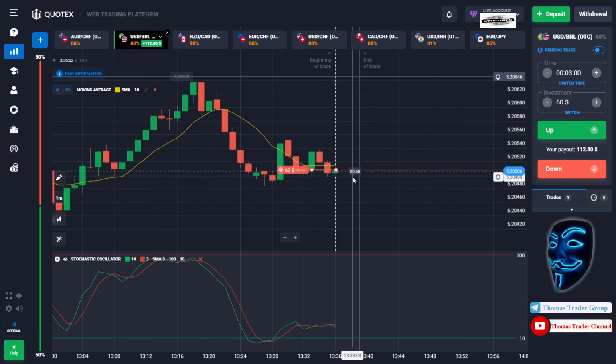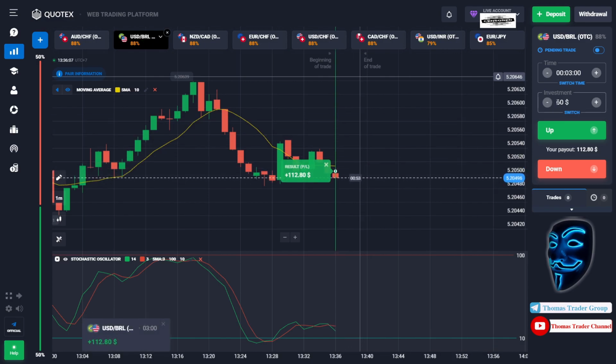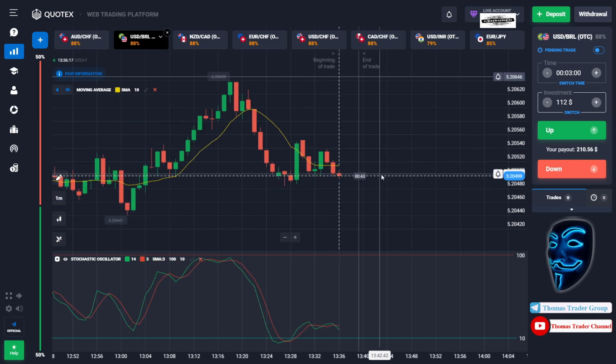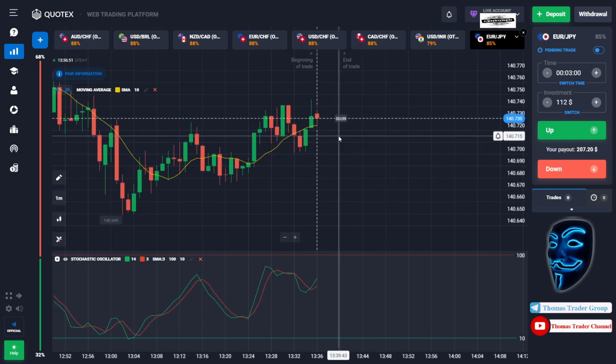Three seconds left and we made a right prediction again over here. We made a profit of $112. Let's change our investment into $112. As you can see over here, we made a right prediction. It made a rebound when it touched the moving average line. Let's find the other market.